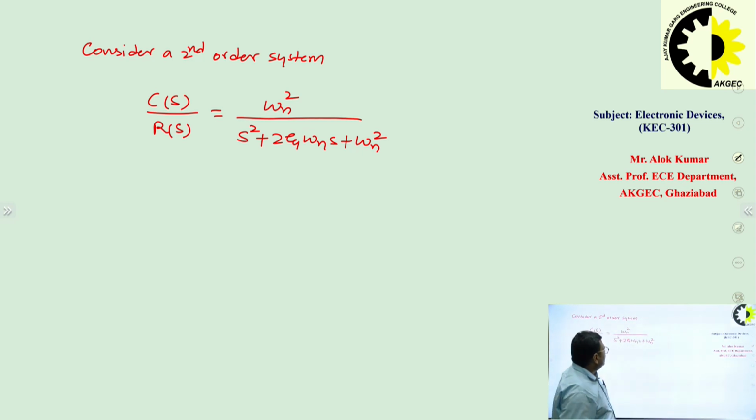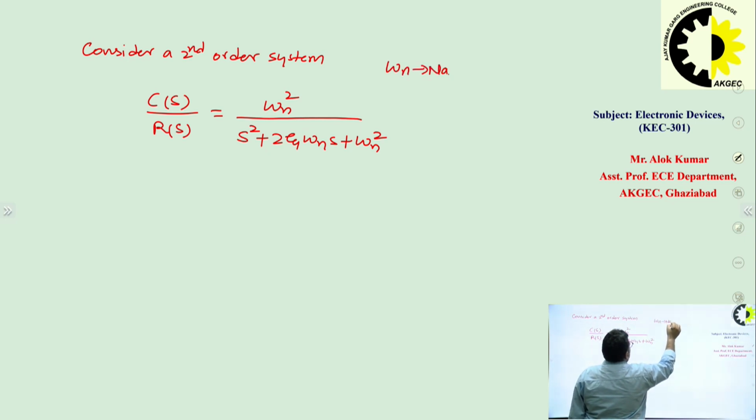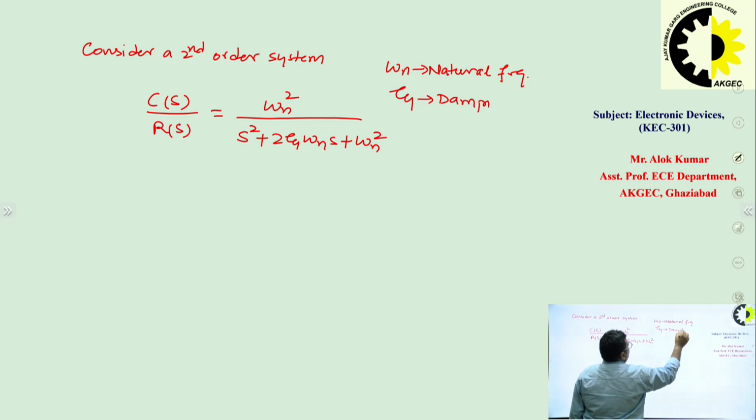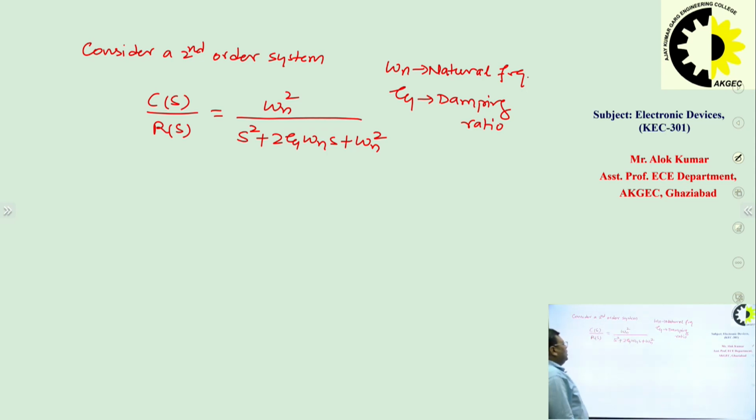In this transfer function we know omega n is the natural frequency, and similarly we know zeta is the damping ratio, right? If we are going to the frequency domain, then we can replace s by j omega. So we can put s is equal to j omega.